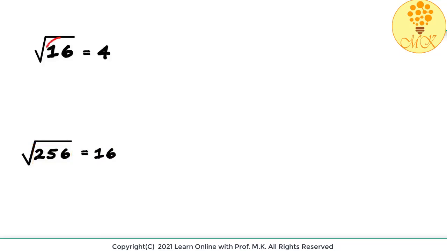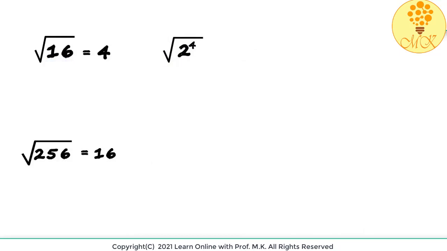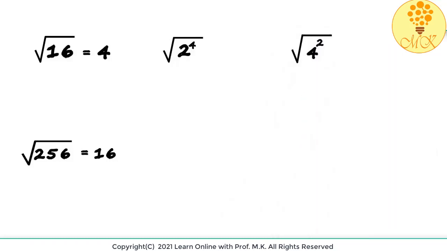Now let's try playing with these numbers. Let's try writing 16 in exponential form. We know that 16 can be written as 2 raised to 4. So the square root of 16 can be written as the square root of 2 raised to 4. It's the same thing as the square root of 16. Can it be written in some other way? Yes, it can also be written as square root of 4 raised to 2. We just wrote 16 in two different ways, 2 raised to 4 and 4 raised to 2.